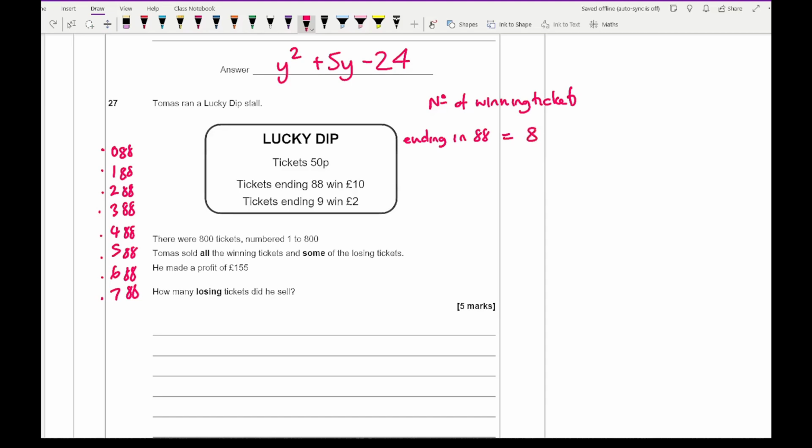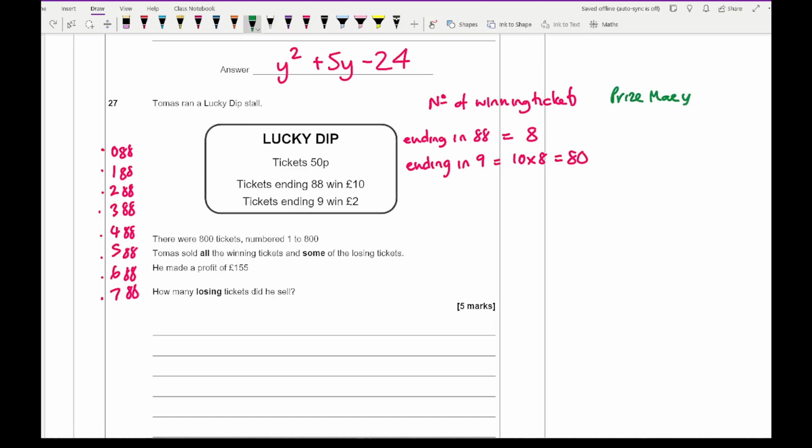Now the ones ending in a 9, well, this one is going to be 10 in every 100, and we've got 800. So that's going to be 10 times 8, which is 80. Then from these, what we then need to look at is the prize money.